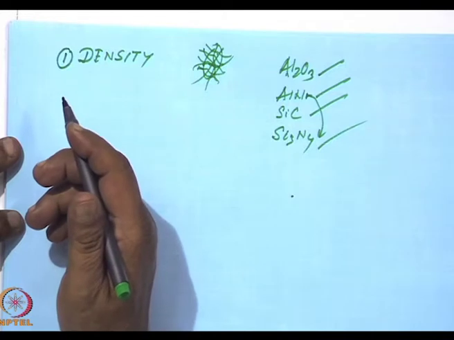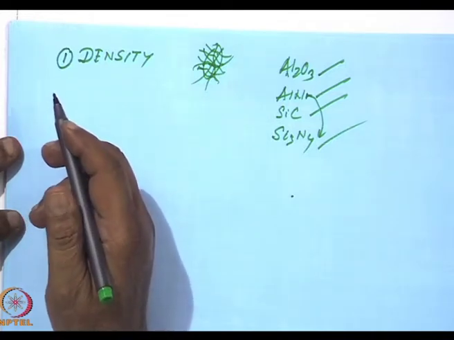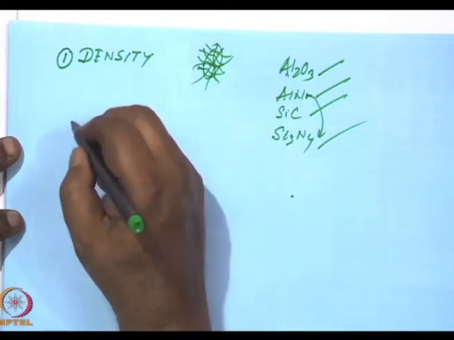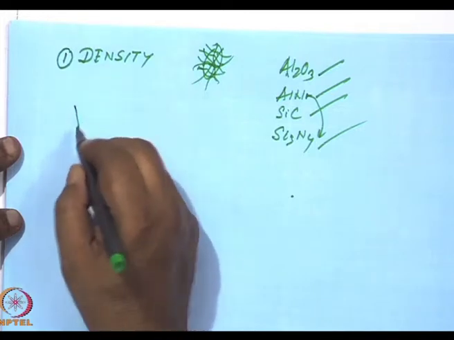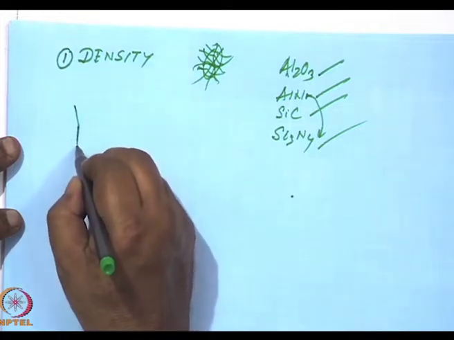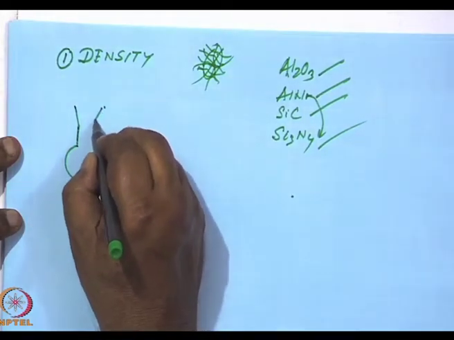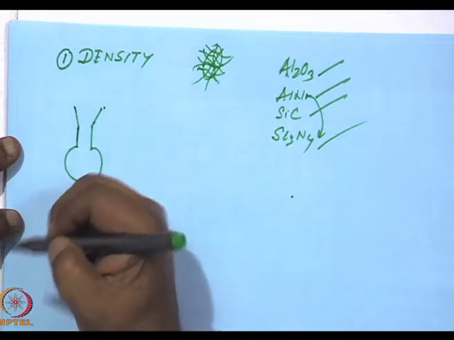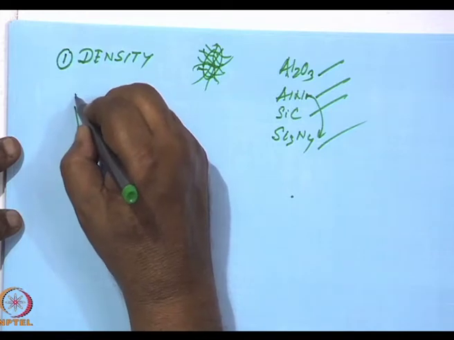And how do you determine the density? You were taught in class 10. But still I have to rehash it because this is where everyone makes a mistake. What you had were tubes like this. With a plug.